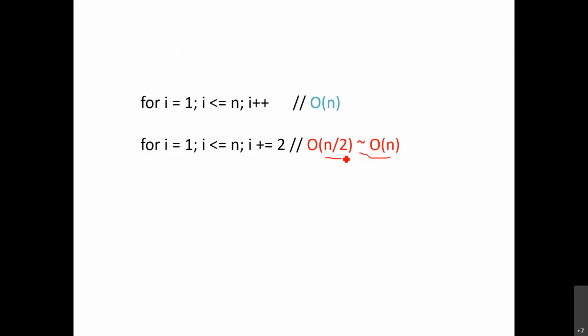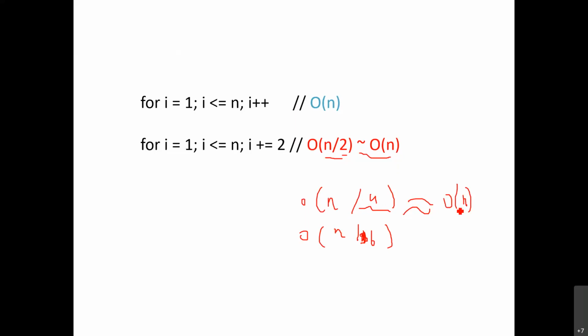Since we're dividing by a constant, it's not like we're dividing by some other variable, it's just a constant. And same if you're dividing by 4, by 16, as long as it's a constant, eventually when n grows large enough, they're gonna meet. They're gonna be roughly the same as just O of n.